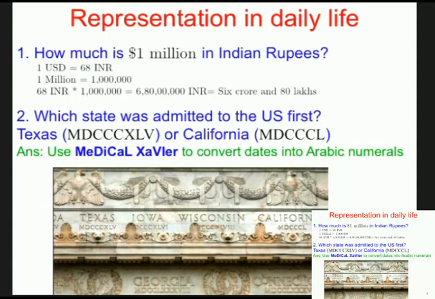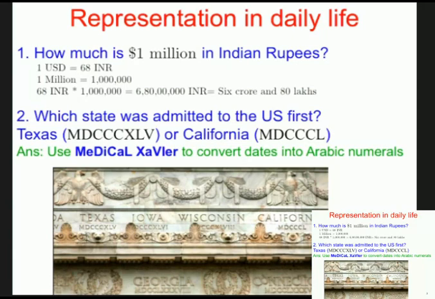These are the years that these states were admitted to the U.S. Union, apparently. If you're just curious, did Texas join the U.S. earlier than California? If you ask that question, you'd have to convert these, and how do you convert them? That's another conversion, a huge problem. This is a simple shortcut. If you remember the phrase "medical Xavier": M stands for 1,000, D is 500, C is 100, L is 50, X is 10, V is 5, and I is 1. That's how we remember what those letters mean.